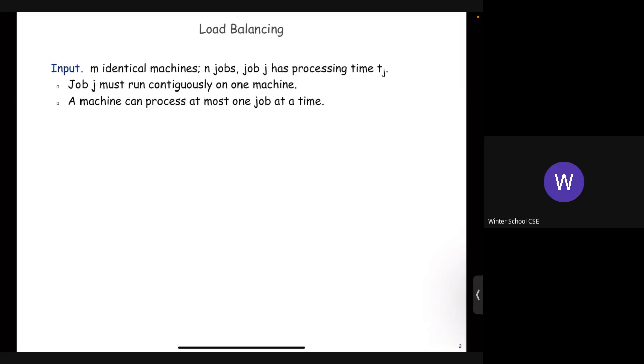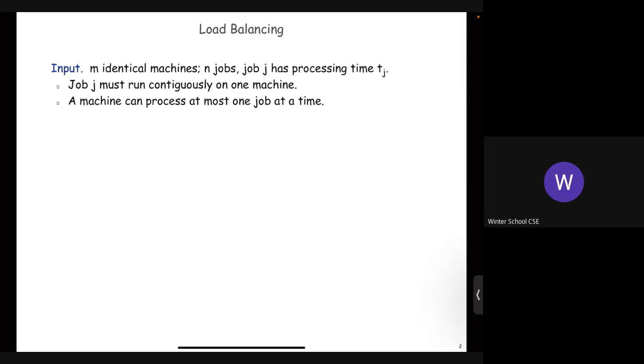Okay, so I'm going to talk about this load balancing problem. I have roughly 2 to 3 problems, and let's see how much we are able to cover. You are given M identical machines and N jobs, and every job has some processing time, like t_k. Your task is to assign jobs to these machines such that some constraints are met.